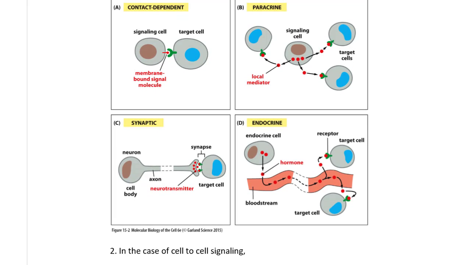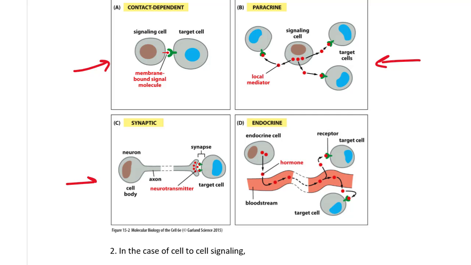Contact-dependent signaling. In contact-dependent signaling, the signaling molecule is actually a membrane protein that is tethered to the membrane, and once the two cells become close to each other, then the receptor will bind to the signaling molecule and you will get some sort of response by the target cell. In the case of paracrine signaling, in a tissue, a signaling cell will secrete out signaling molecules, which are shown with the red dots, and those will diffuse and bind to receptors on the target cells, and that will lead to a response by the target cells.